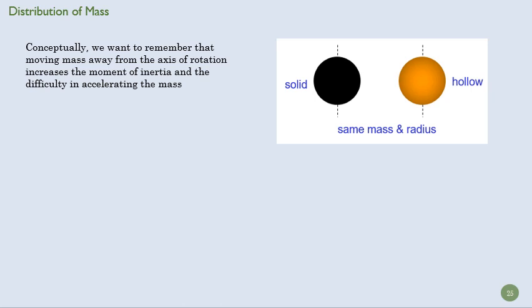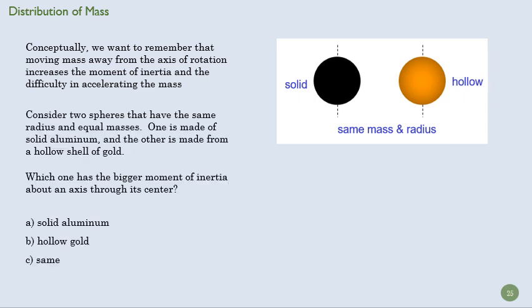So the big idea here, and this moment of inertia is a little tough to get your head around, but we want to remember that moving mass away from the axis of rotation increases the moment of inertia and makes it more difficult to accelerate the mass.